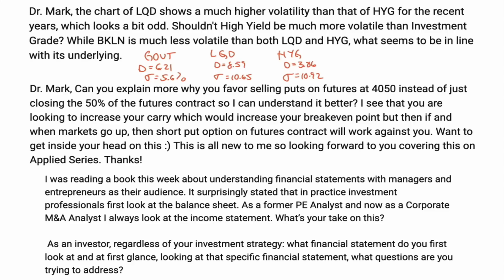Okay, first question. Chart of LQD shows a much higher volatility than that for HYG for the recent years, which looks a bit odd. Shouldn't high yield be much more volatile than investment grade?